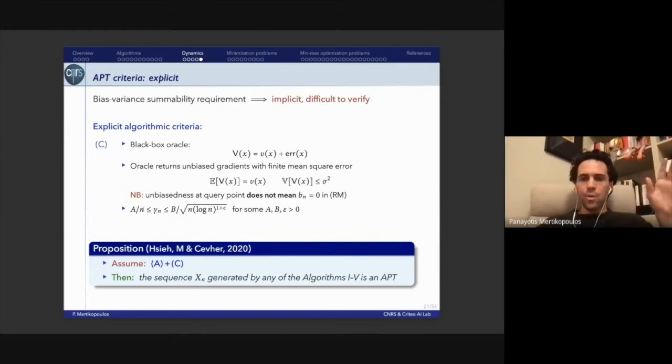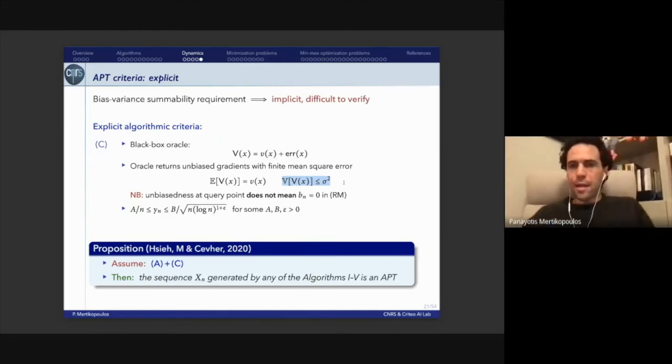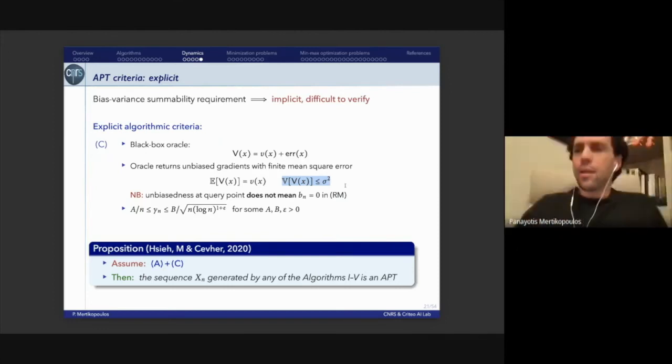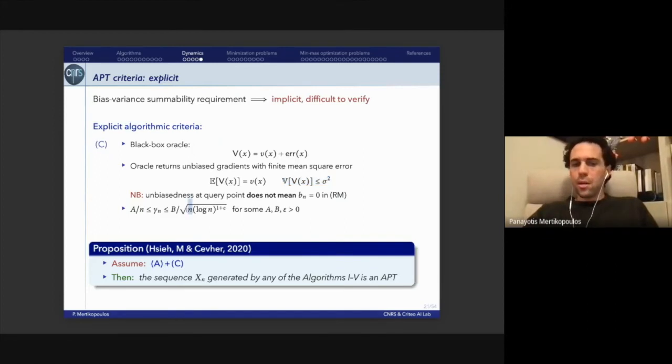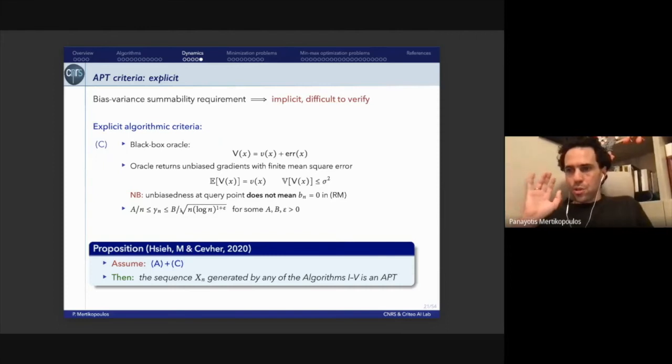Now, I would have to say that this upper bound for how aggressive you can be in your step size has to do with the assumption for the mean square error of the oracle, and in particular, if you have a more well-behaved noise like sub-Gaussian noise, for example, then you can go here with step sizes of up to 1 over log n to some power or something like that.